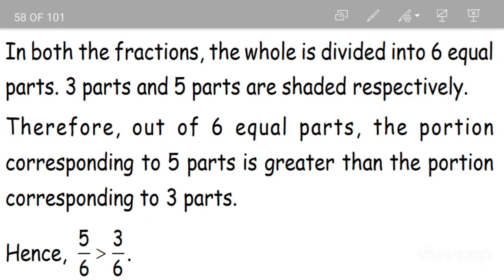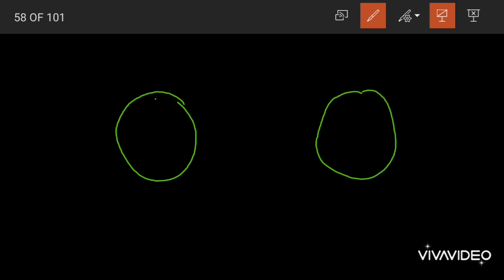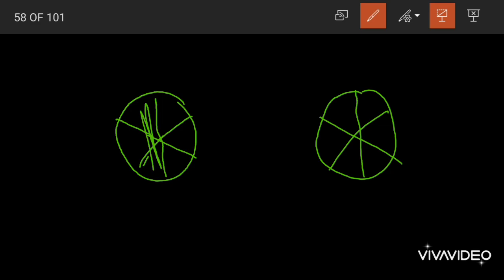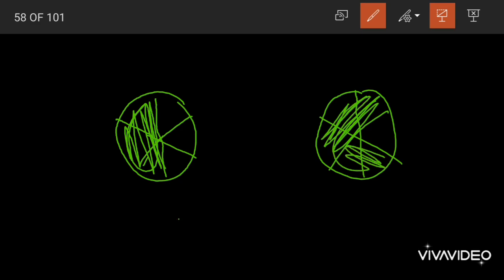See, here I am having these 2 circles, and how many parts are these divided into? Into 6. 1, 2, 3, 4, 5, 6. So in both the cases we are dividing the circle into 6 parts, and in one case we have shaded only 3 parts, and in the other case we have shaded 5 parts, children.